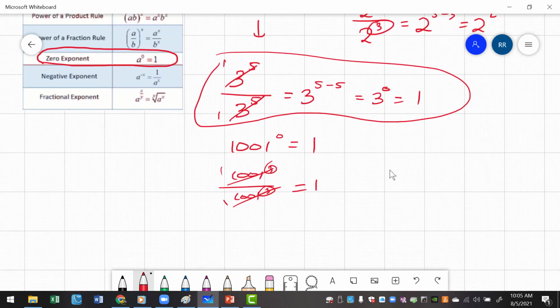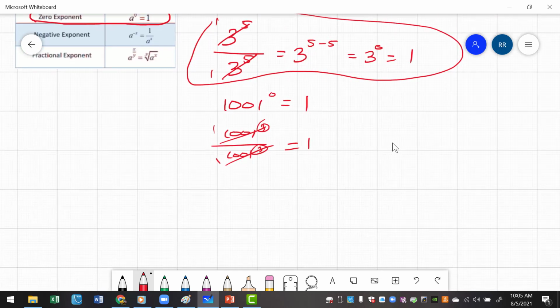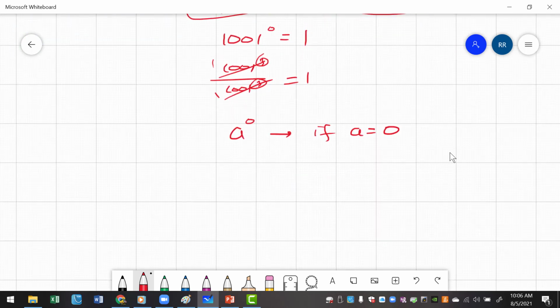What if a is 0? What if a is 0? So if I have a to the power of 0, and the value of a equals 0, that makes us rewrite this expression as 0 to the power of 0. If you put this into a calculator, you will get a math error. So this is actually undefined. Why doesn't 0 work?